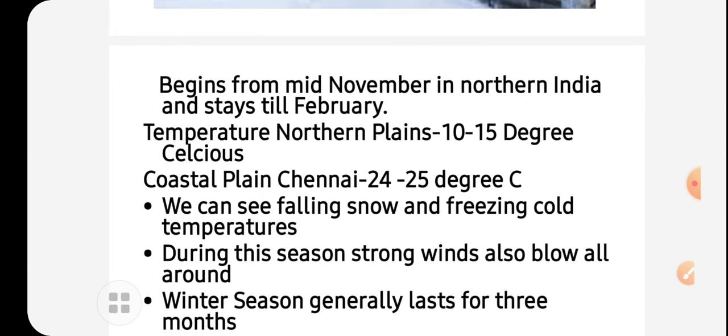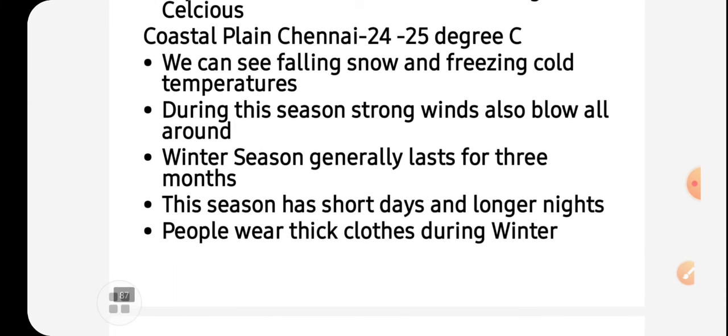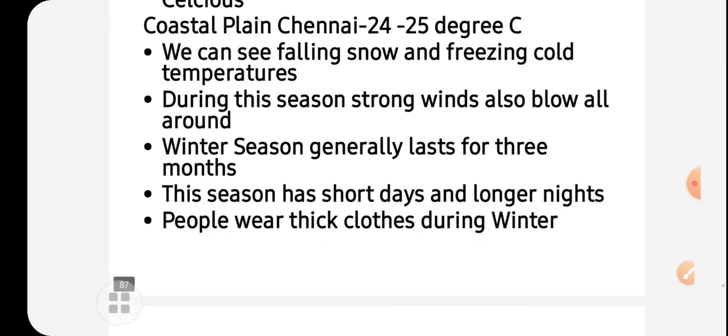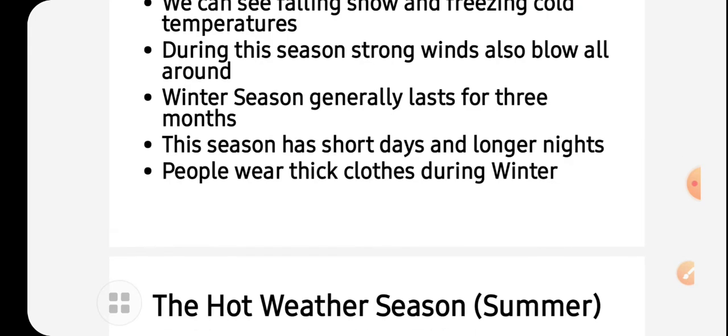The temperature in the northern plain is 10 to 15 degrees Celsius, and in the coastal plain, in Chennai, it is 24 to 25 degrees Celsius in the same season. We can see falling snow and freezing cold temperature in the northern part of India. During the season, strong winds also blow all around, and the winter season generally lasts for 3 months. Accordingly, basically three months are there for every season: 3 months for winter, 3 months for summer, and 3 months for monsoon.